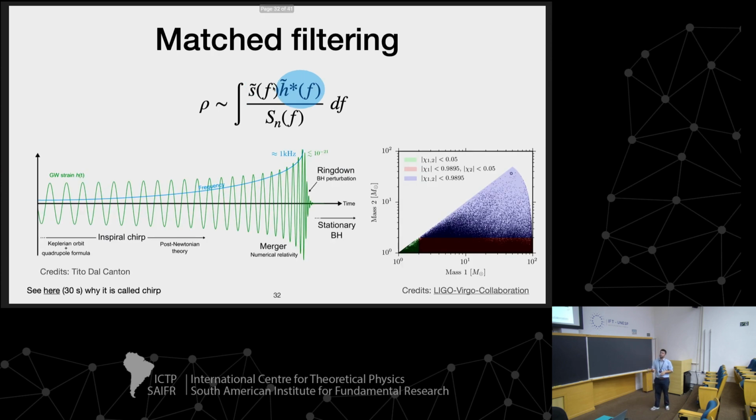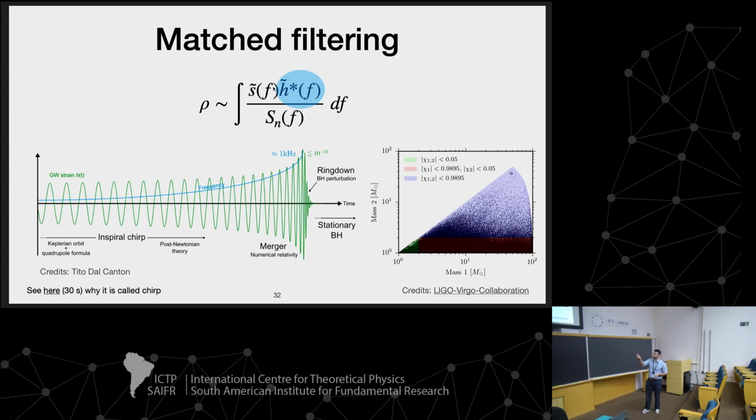Finally, in your integral, you need the simulated signal. We can do that because we know general relativity at a fairly good level. So what I'm plotting on the left is a gravitational wave strain, so the amplitude over time. You have on the left part the so-called inspiral chirp that is basically predicted by Keplerian orbit and the quadrupole formula that I showed you before.